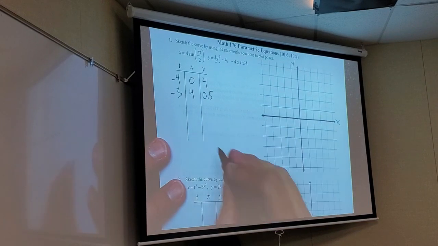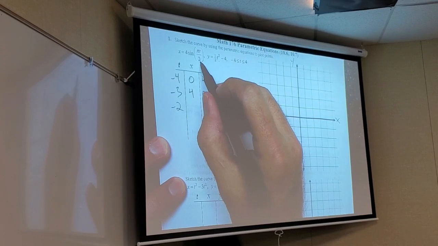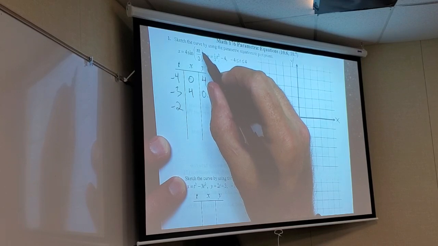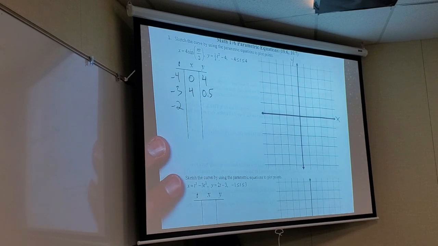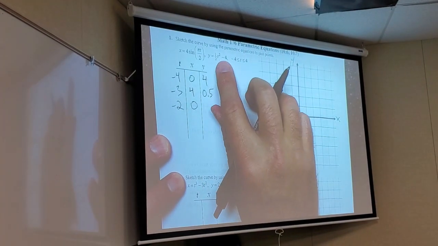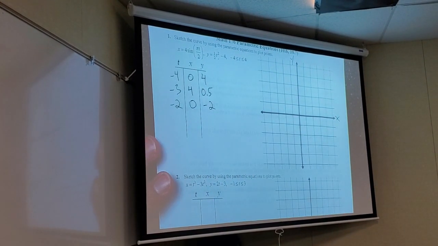Okay. -2. Do you guys see how any even T is going to end up with 0? Because it'll be some multiple of pi, so then that's going to be 0, on the x-axis. Here, -2 squared is 4, cut in half is 2, minus 4 is -2. That's all stuff we can do.